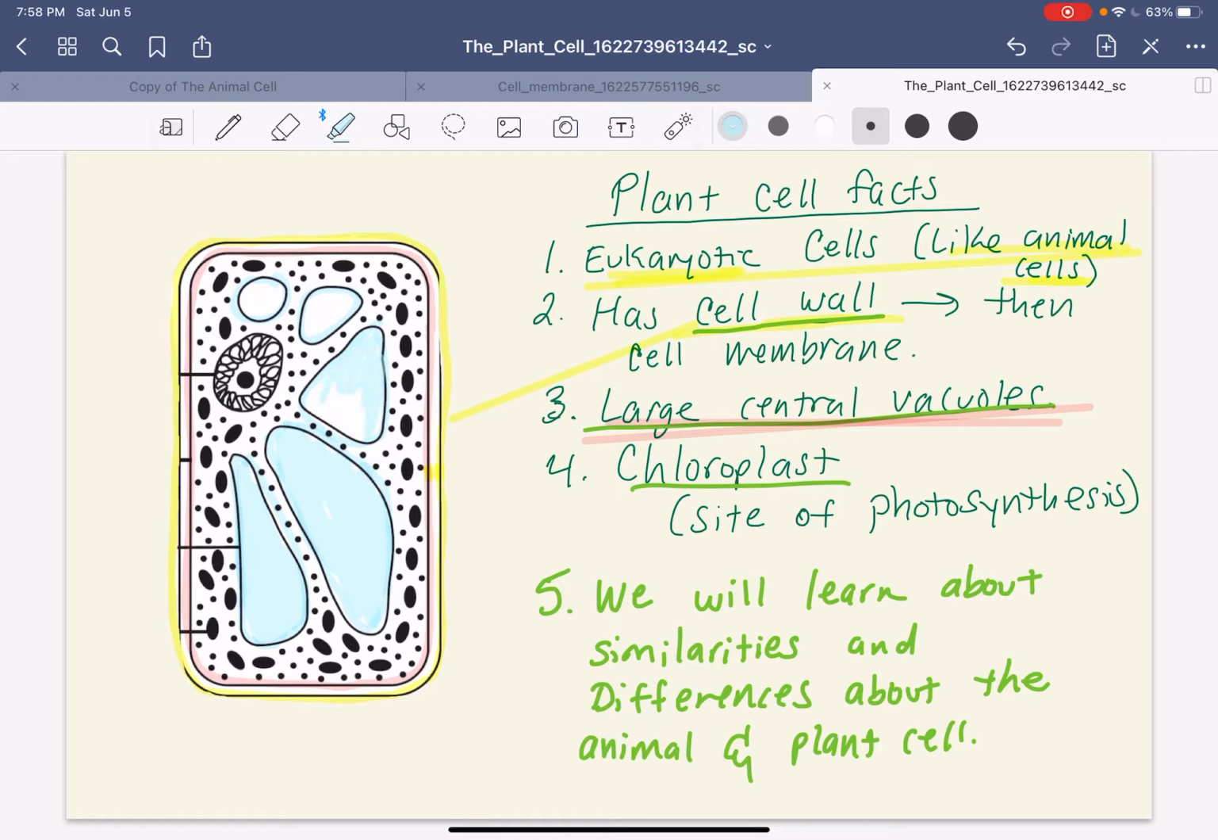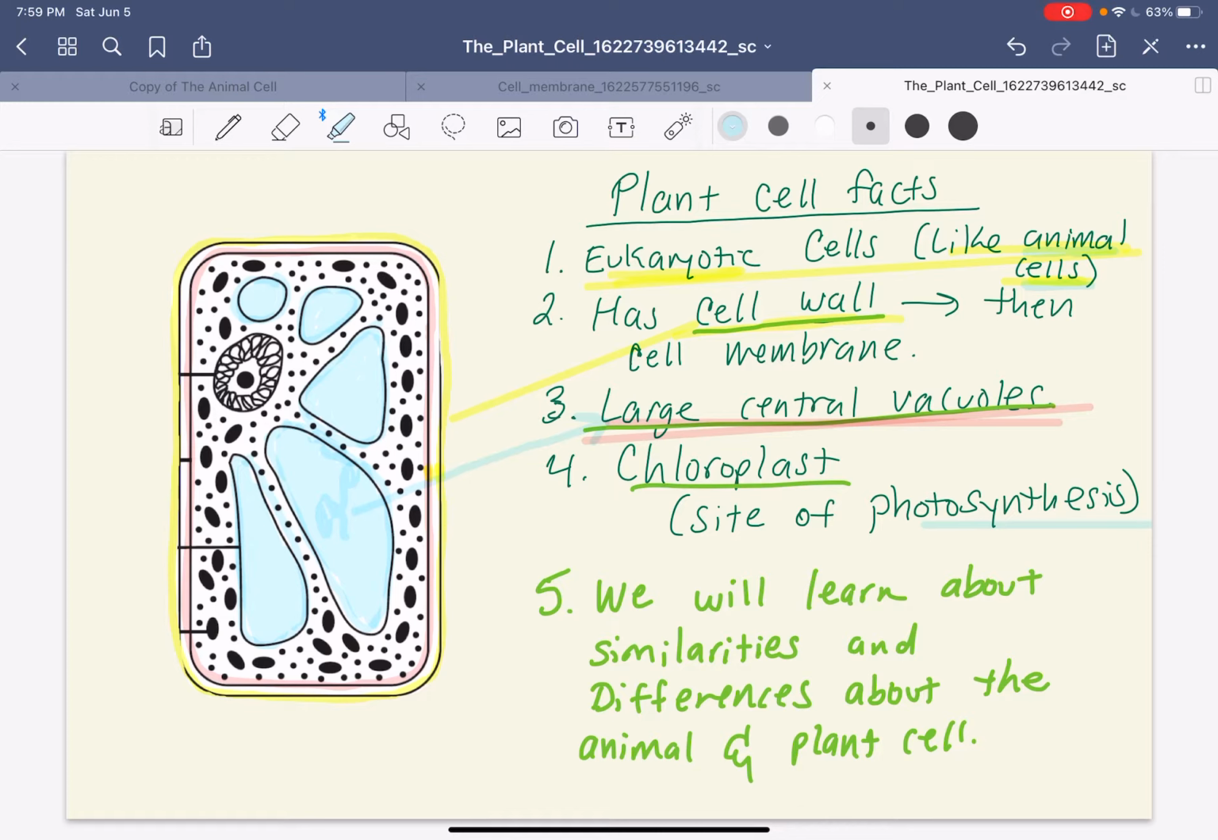But what do you need to do to plants in order to keep them alive and healthy? You've got to water them. And of course, water, our H2O, is part of the process of photosynthesis. So plants have a large central vacuole. Animal cells have vacuoles, but they're not large, and they're not centralized in the cell. But look how huge these are, and it makes sense because plants need water, lots of it.